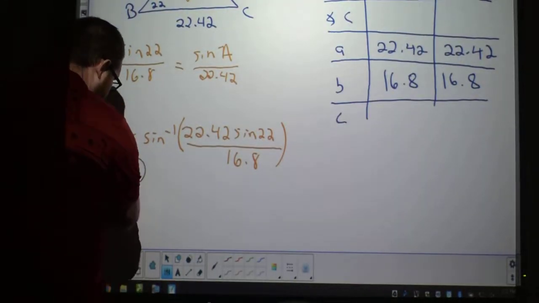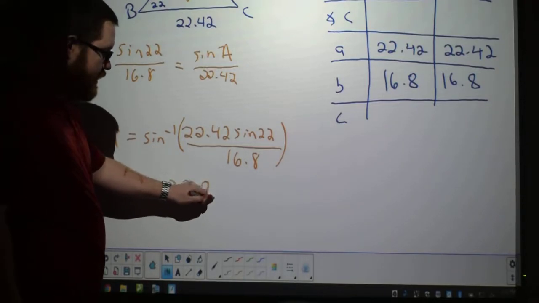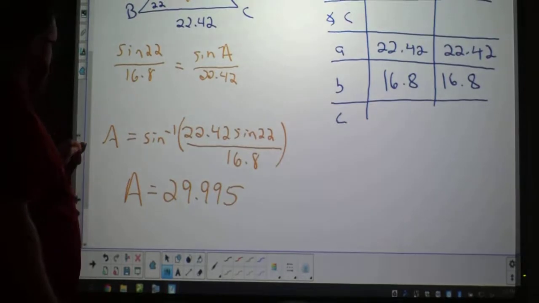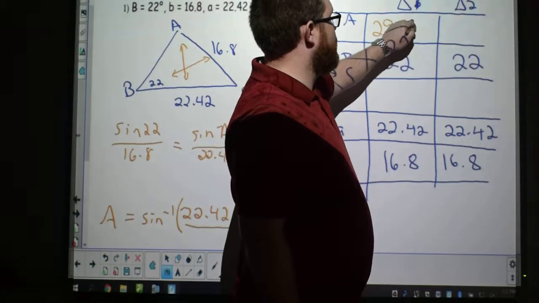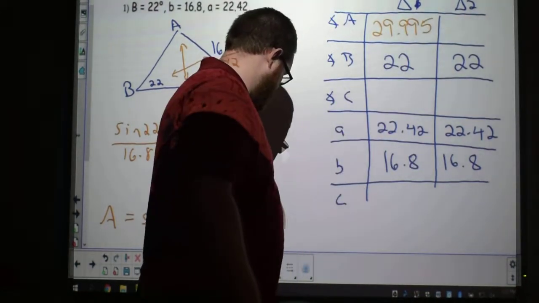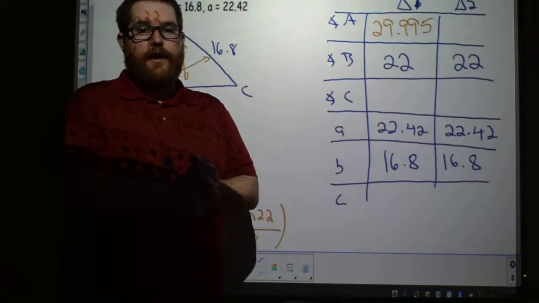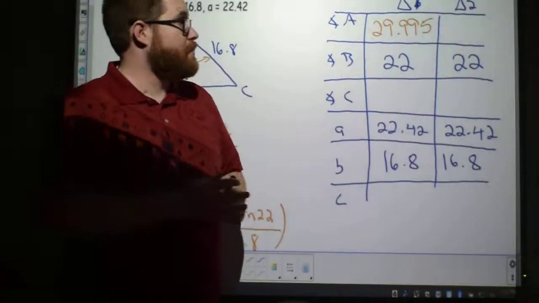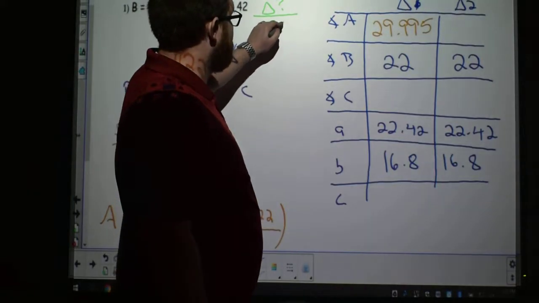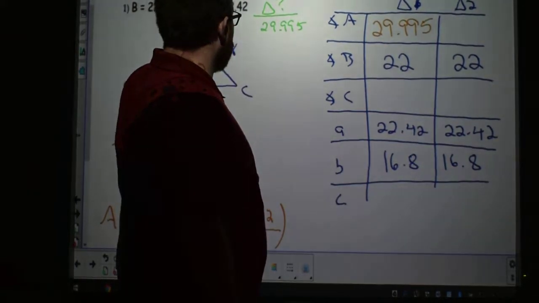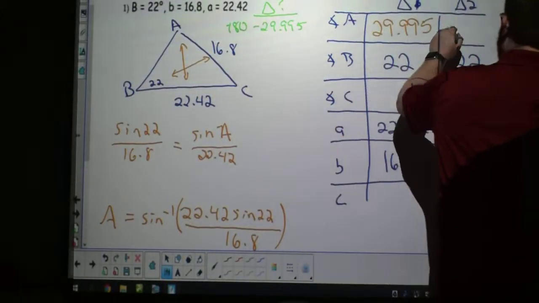So angle A equals 29.995. So let's go fill that in. Angle A equals 29.995. So now here's what we have to determine: can there be a second triangle? To find this second triangle, if there is one, I'm going to take the angle that I just found and subtract it from 180. If you do that, you get 150.005.